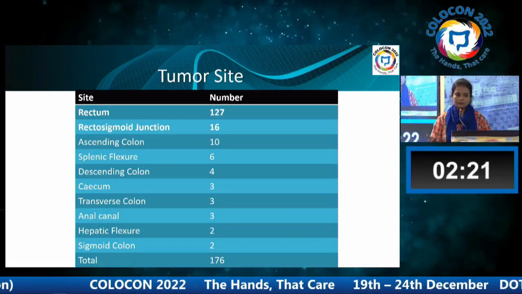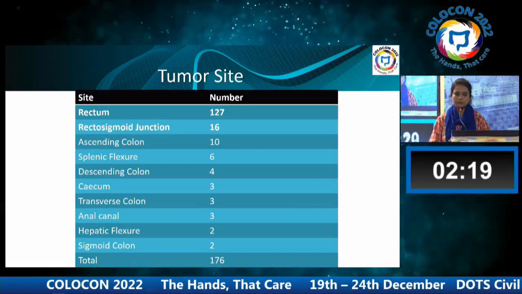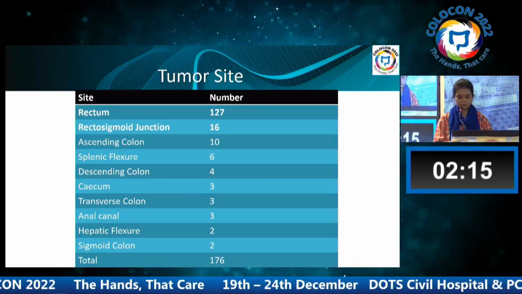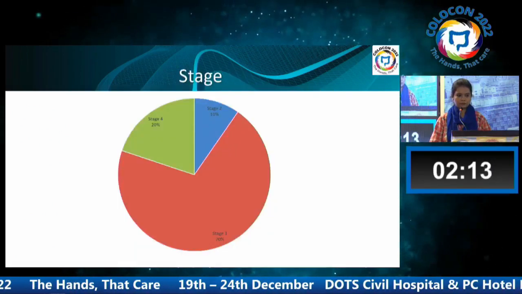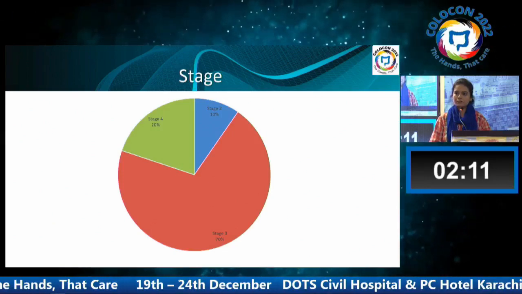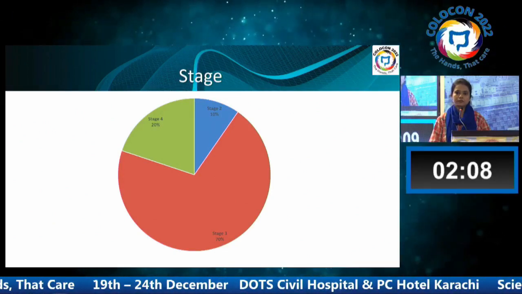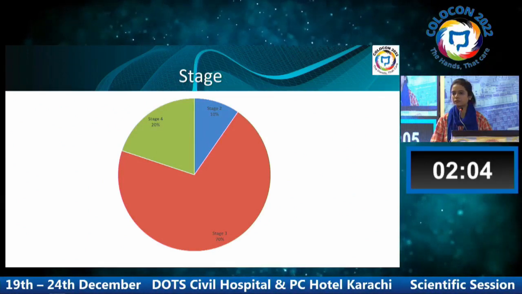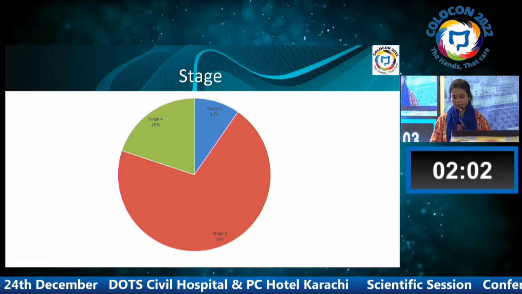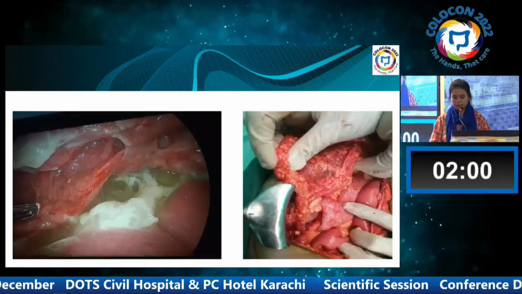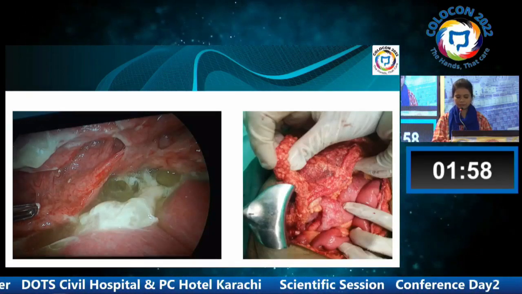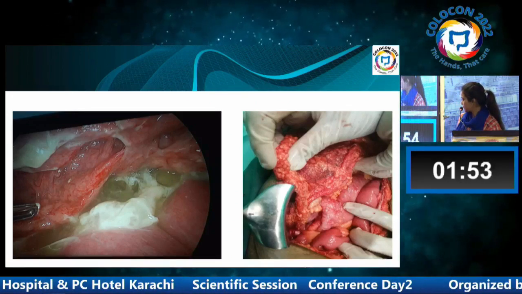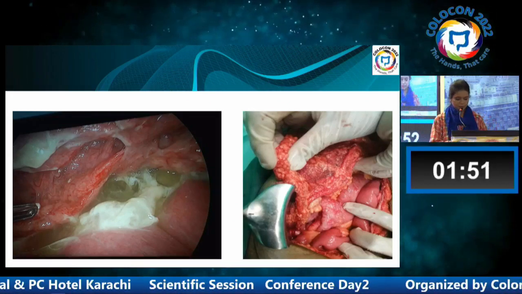Majority of the patients were of the rectal and the rectosigmoid junction. As we have discussed earlier as well, the majority of our patients are in the advanced stage, that is T3 and T4. Whenever we operate, usually we get these types of findings in these patients. This is the advanced disease.